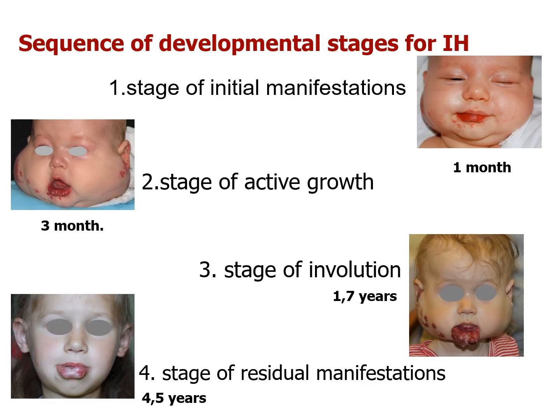Infantile hemangioma has 4 stages of development. The first stage is the initial manifestation. The second stage, active growth, can last up to 1 year. The third stage is involution, which lasts 2 or 3 years. And the last one, the stage of residual manifestation, is above 3 years old.